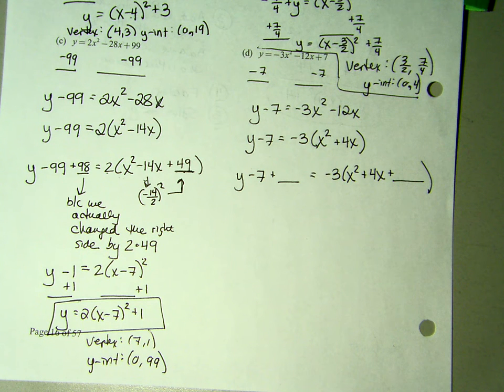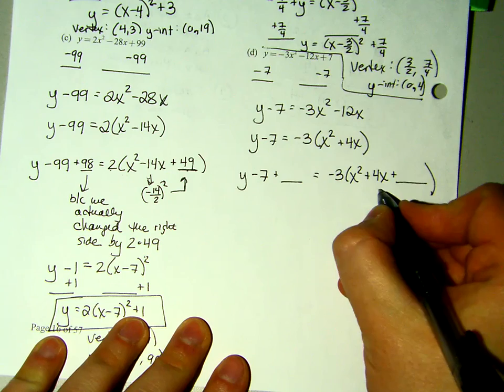Would it be minus 12? You're a step ahead of me. Hold on. What are we going to add inside the parentheses? 4. Half the middle number is 2. Squared is 4.